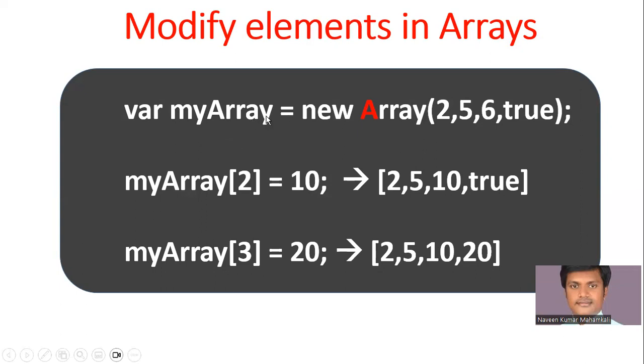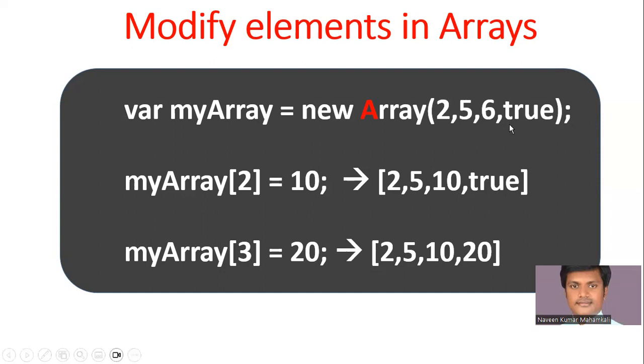Here, my array has been created initially with 4 elements: 2, 5, 6, true, which is a Boolean type. Then you can see I am trying to modify the element at position 0, 1, 2, the second position, by 10. Initially it is 6. Now I want to change this 6 to 10. You can see here myarray[2] = 10. As a result, the element at the second position is modified to 10.